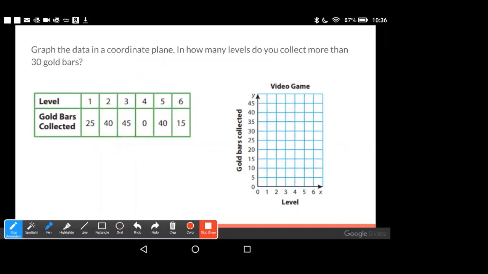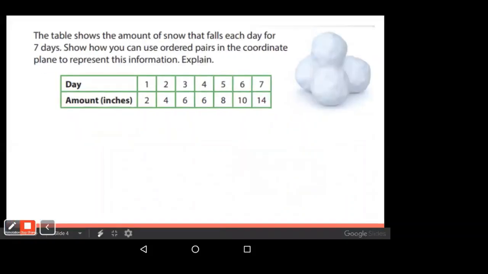Okay. Here's another one. It shows the amount of snow that falls each day for 7 days. Show how you can use ordered pairs in the coordinate plane to represent this information and explain. So the graph is on the next page.